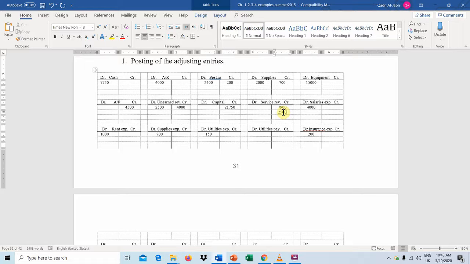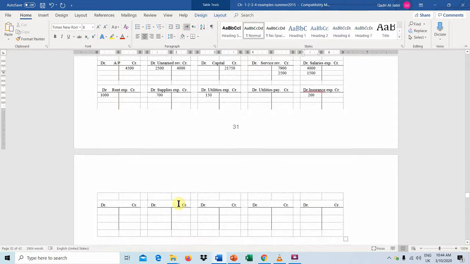Now next step to debit salaries expense. We already have it there, so I will debit it by 1,500, and I will credit salaries payable. I don't have salaries payable, so I will create it. So salaries payable, credit for 1,500.